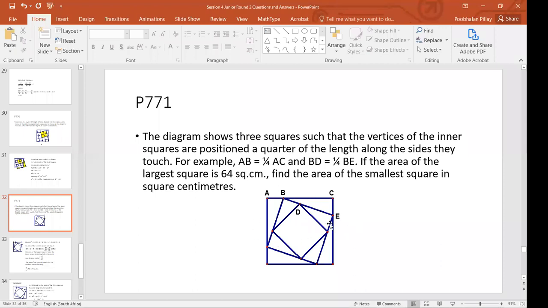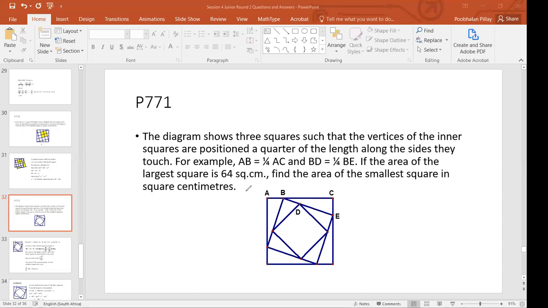Now here you've got a diagram, and they say the area of the largest square is 64. So the area of the largest square is 64. And then we construct another square inside it. The way to construct the square is you take a quarter length here, another quarter here, another quarter here, another quarter, and you join these 4 points, and you get a new square.